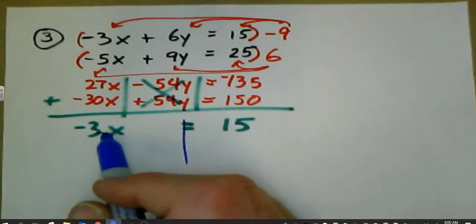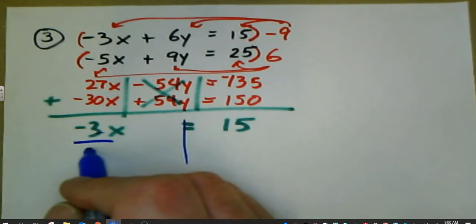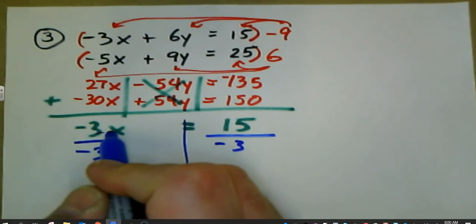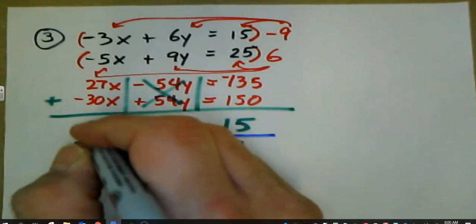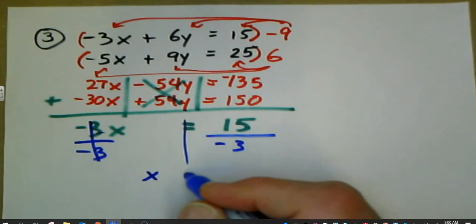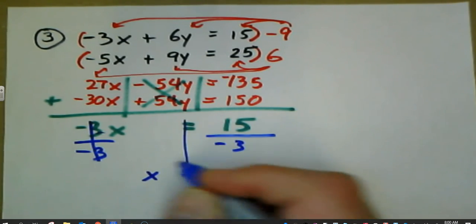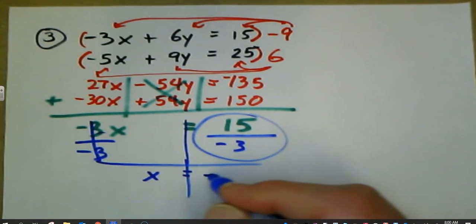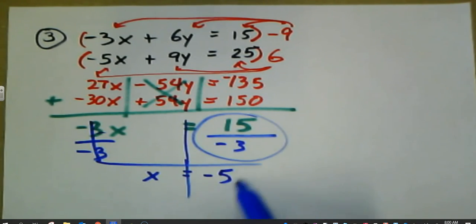There's no extra variable, nothing added or subtracted to the x, so we're just going to go ahead into the dividing part. Anytime that you have a number attached, and that's all that's left, that's the last thing you're going to do. Our negative 3's are gone. We're left with x equals, and 15 divided by negative 3 is negative 5. This is a whole number.